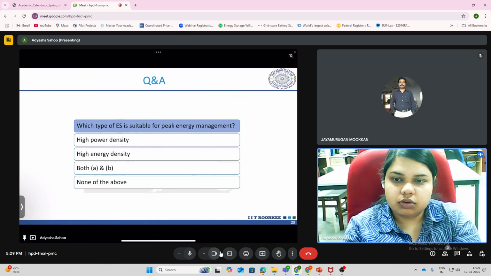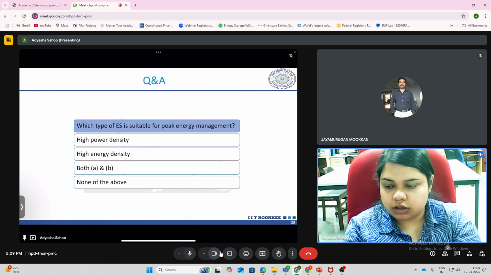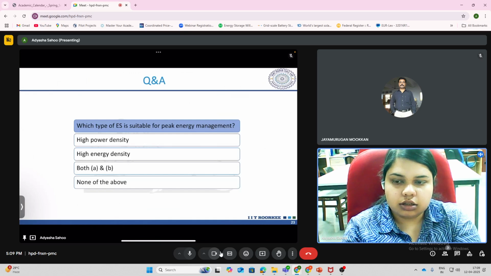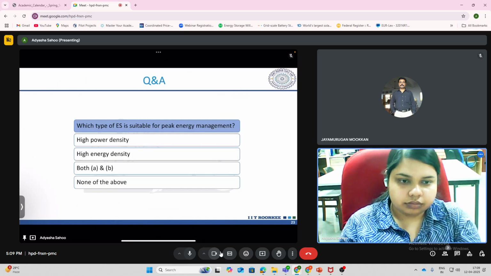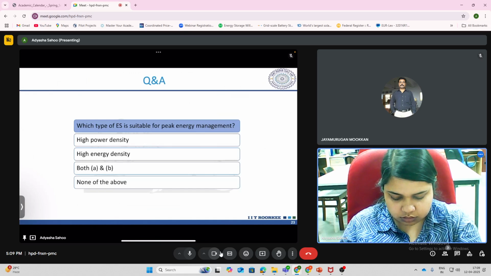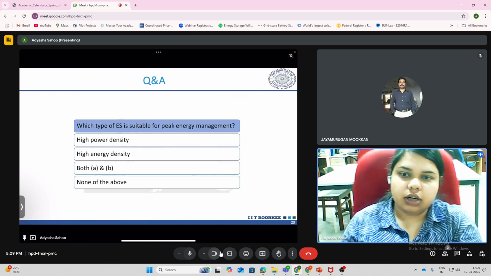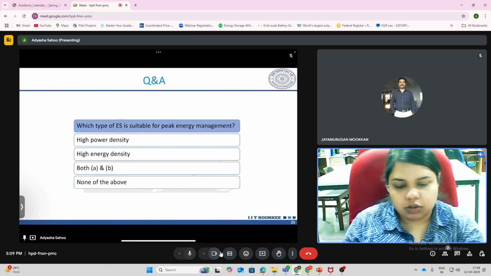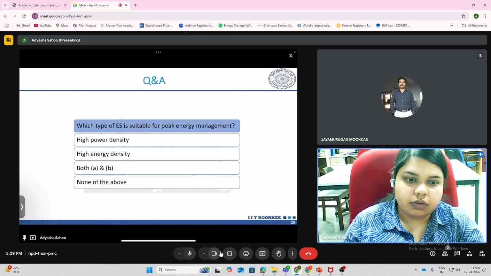Which type of energy storage is suitable for peak energy management? High power density, high energy density, both, or none? This we have discussed, right? For peak energy management, you require to store the energy for longer periods at greater efficiency. So for that, you require energy storage with high energy density type.